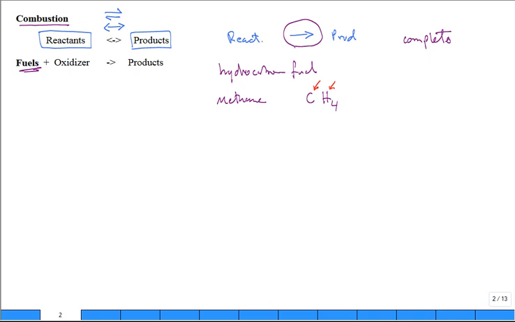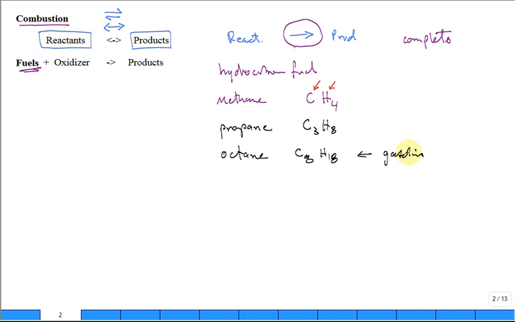What's another hydrocarbon fuel that we might use? Propane. What's propane? C3H8. What's another one? Octane. C8H18. And these are the simple ones. You know, the propane, the methane, the octane. Those are very simple. Now, this may ring a bell with gasoline, right?